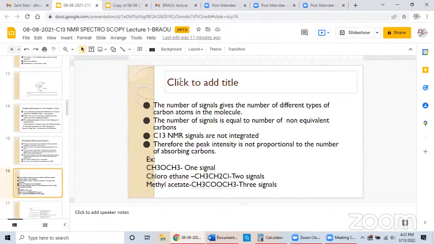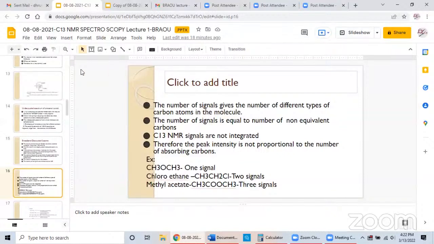Suppose you have diethyl ether. How many signals will you get in proton NMR? Two signals. What are they? CH3 protons give one signal, and CH2 protons give another signal. So what do you understand from that? You have two types of protons present in the given molecule.